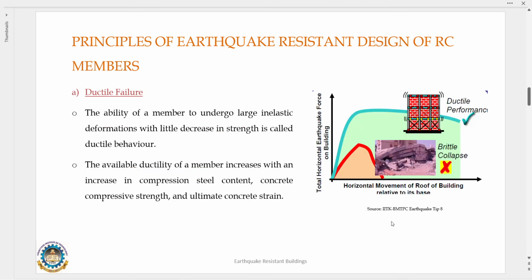So as per the first principle, the ductility of a member can be increased with an increase in the compression steel content, concrete compressive strength, and ultimate concrete strength. As shown in the picture, there should be a ductile performance rather than brittle. If it is brittle, the structure may tend to collapse.